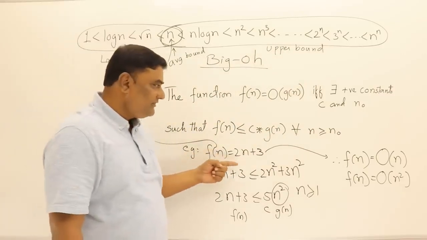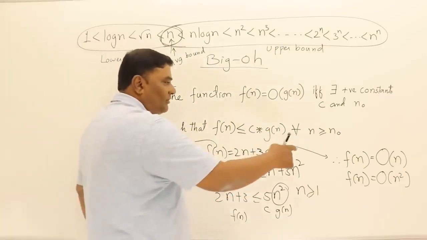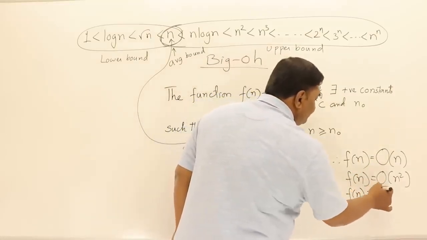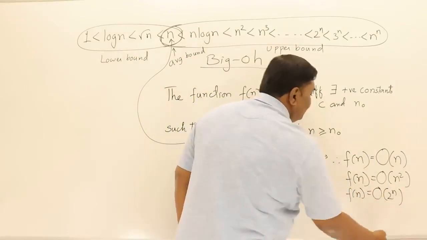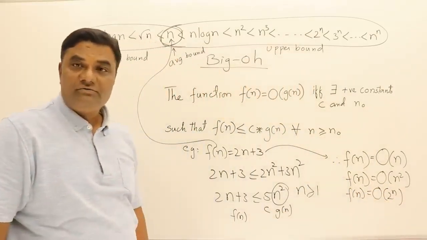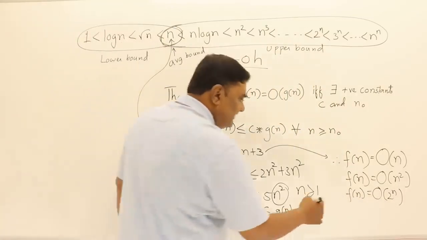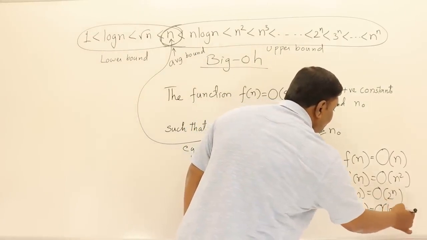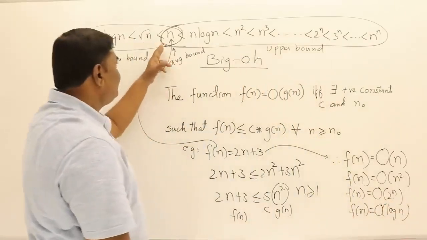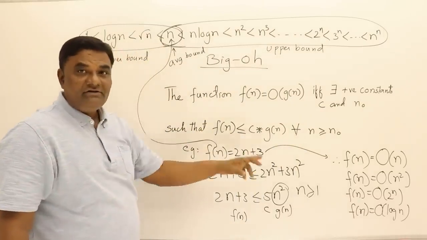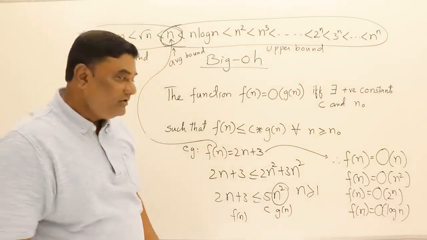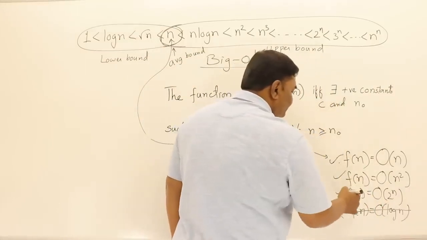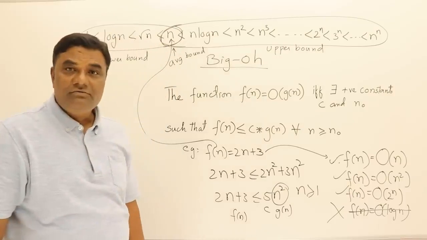So for this function, big O of n is also true, big O of n square is also true, f of n is big O of 2 power n is also true. All those are true. But I cannot say f of n is big O of log n. No. This is coming on which side? This is coming on the lower bound side. So I cannot say it is big O of log n. This is wrong. I can say all these other things.